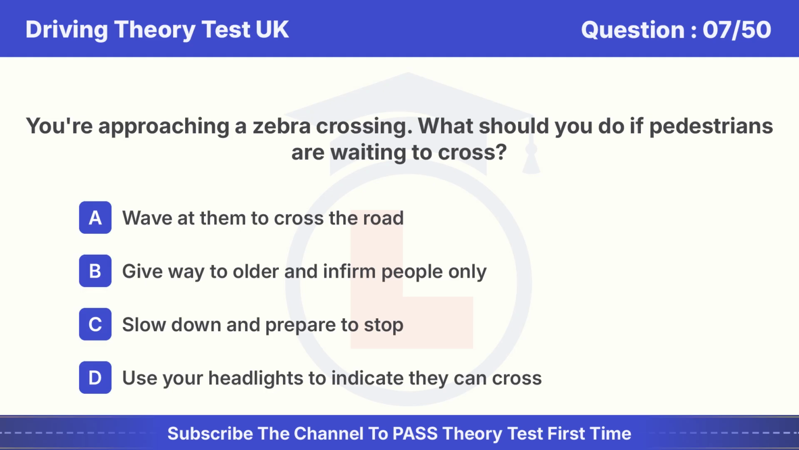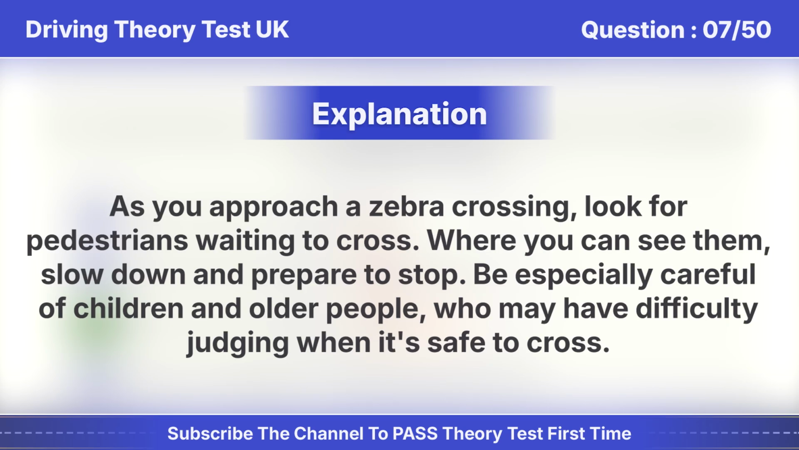Question 7. You're approaching a zebra crossing. What should you do if pedestrians are waiting to cross? Answer is C. Slow down and prepare to stop. As you approach a zebra crossing, look for pedestrians waiting to cross. Where you can see them, slow down and prepare to stop. Be especially careful of children and older people, who may have difficulty judging when it's safe to cross.